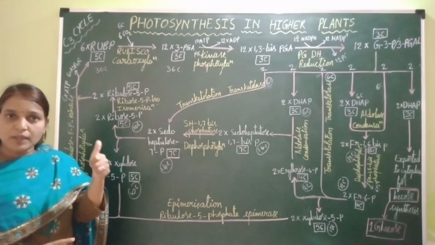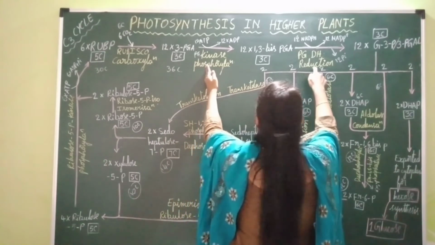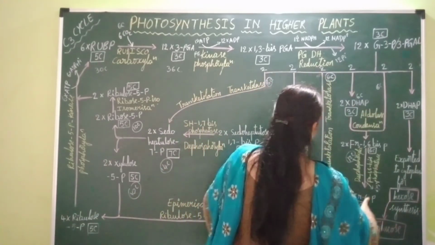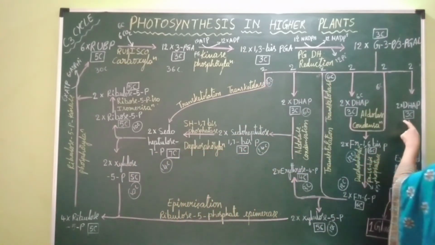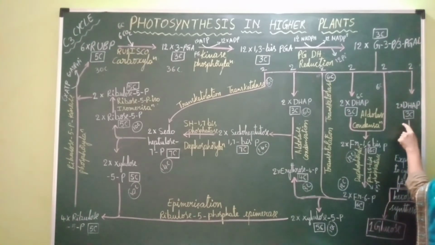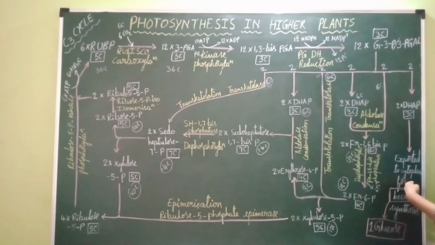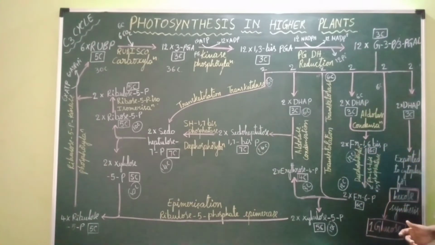So carboxylation is a one-step reaction, reduction is a two-step reaction where phosphorylation and reductive dephosphorylation occur, and regeneration is a 9-step reaction. Before regeneration, 2 molecules of DHAP, that is 2 molecules of G3P which undergo isomerization into DHAP, will be transported into the cytoplasm where they will be converted into 1 molecule of hexose, that is 1 molecule of glucose. So for the formation of 1 molecule of glucose, 6 cycles must continue for the fixation of 6 molecules of carbon dioxide into 6 molecules of RuBP.